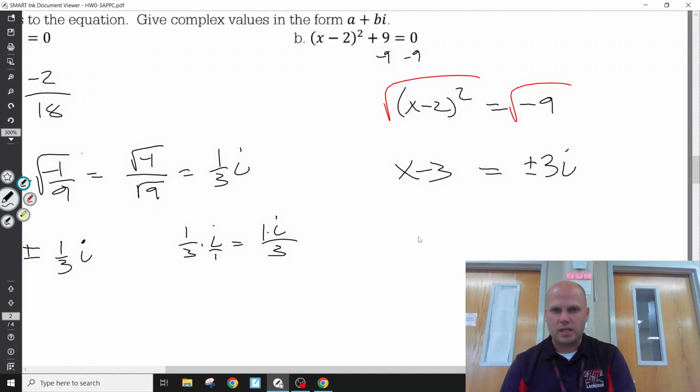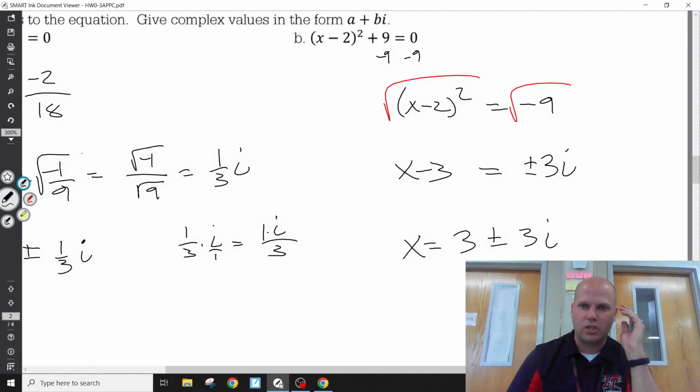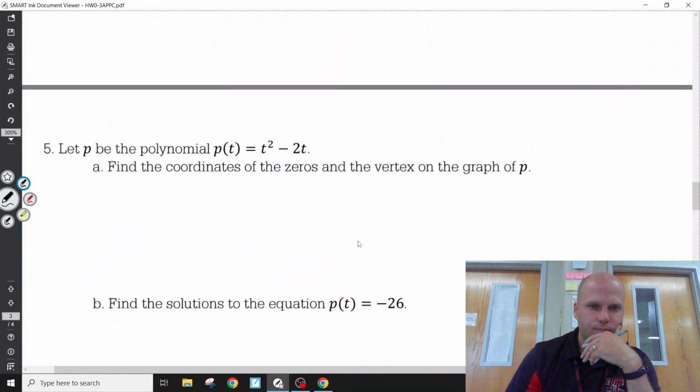Don't forget your plus or minus. Finish things up by adding 3. You can't add 3 to i's. They're different pieces of fruit, so we just get that.